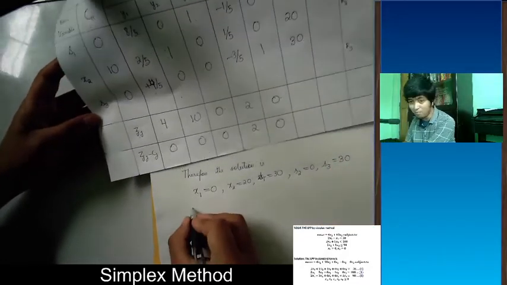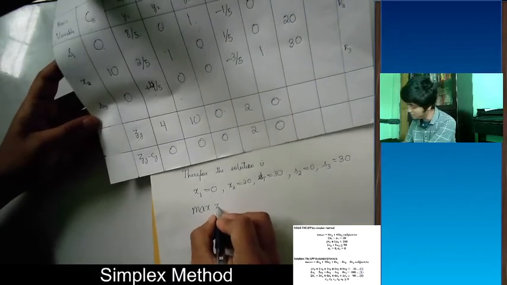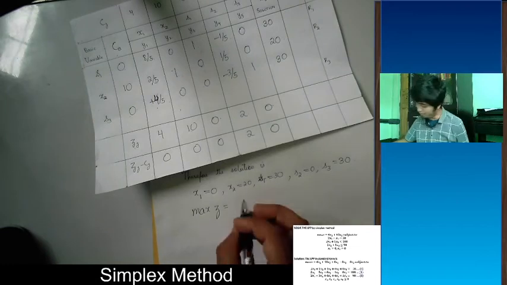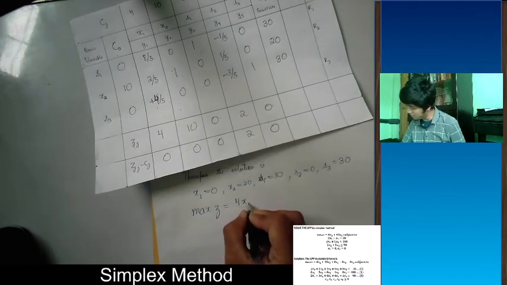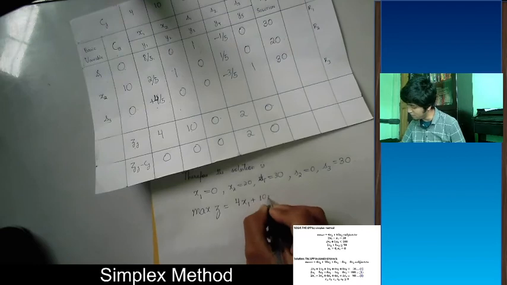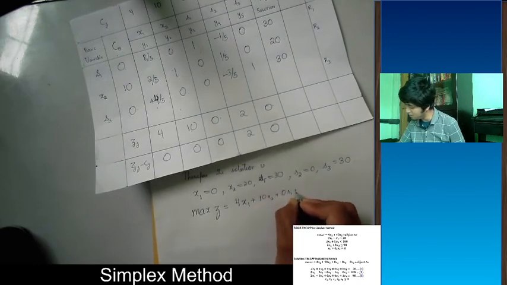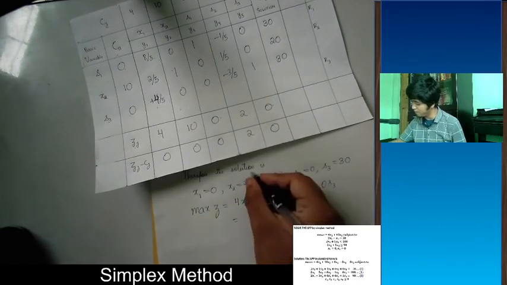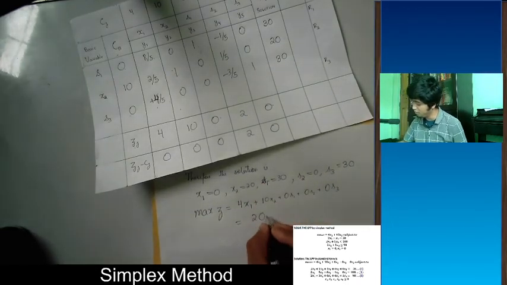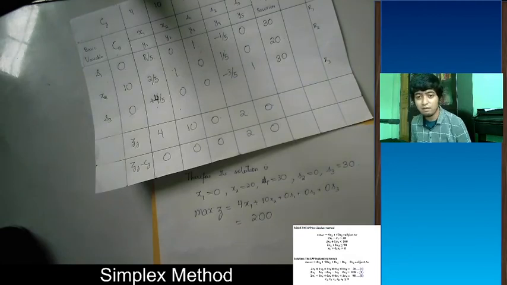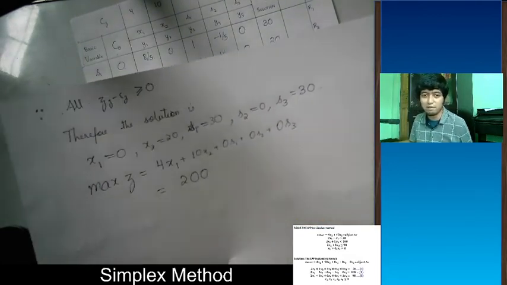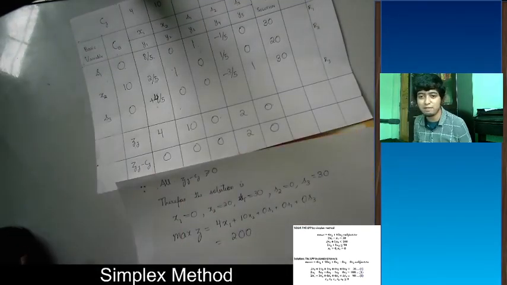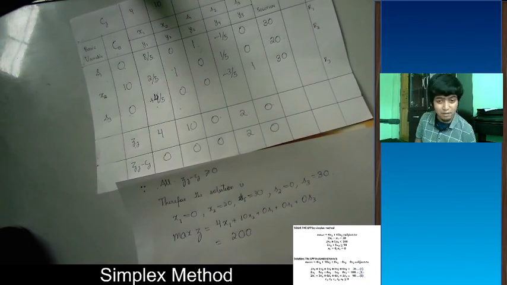Okay, and the maximum Z, just fill in the values in the objective function. 4 x1 plus 10 x2 plus 0 s1 plus 0 s2 plus 0 s3, which is equal to 10 times 20, which will give you 200. Okay, so this is the final solution. So this is how you do the simplex method. Until next time.